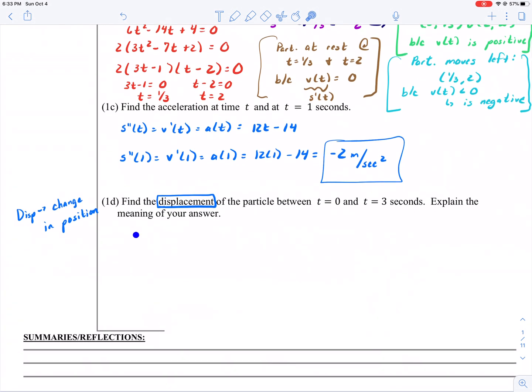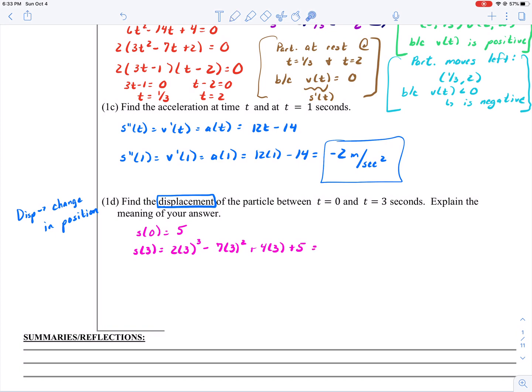So when I take that s of 0, I'm going to plug in a 0 everywhere I see a t, and I'm just going to end up with 5. So that one was pretty simple. But then s of 3, I'm going to have to take that 3 and plug it in. So I'm going to end up with 2 times 3 cubed minus 7 times 3 squared plus 4 times 3 plus 5.